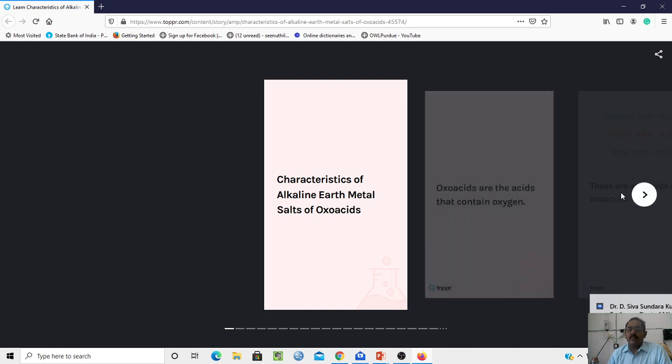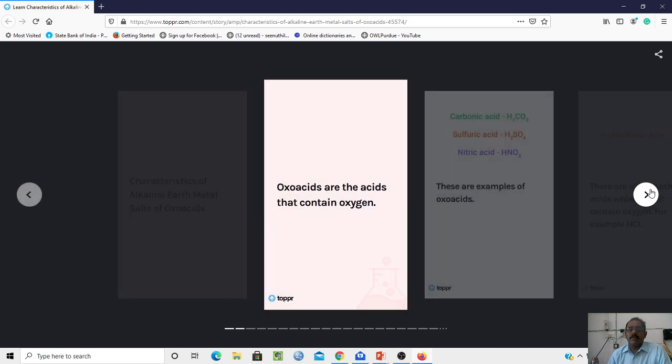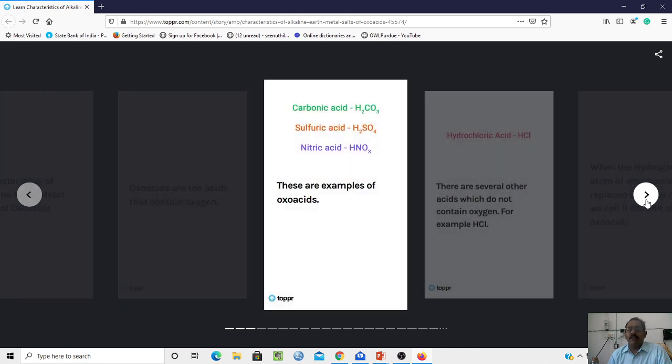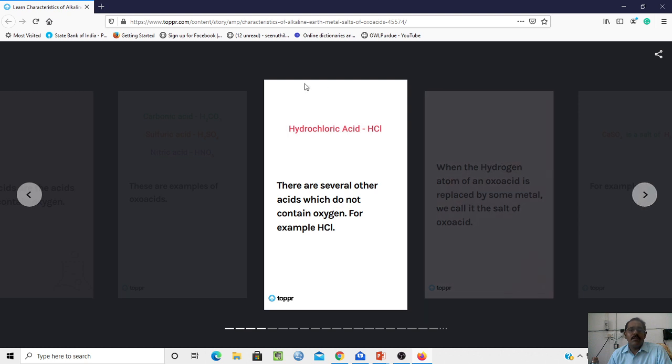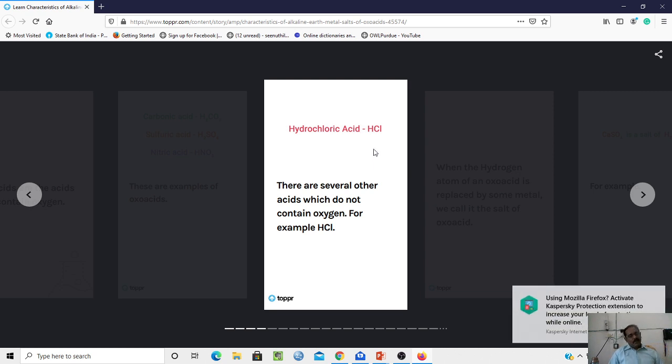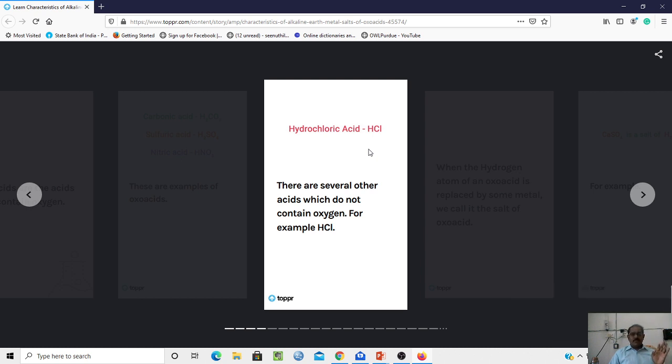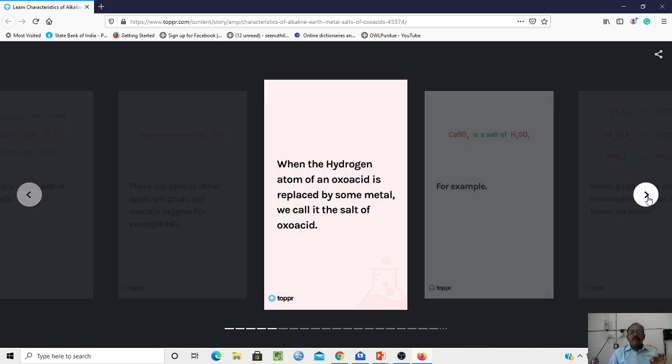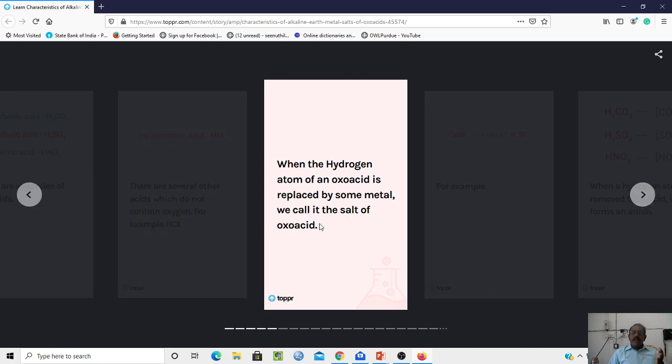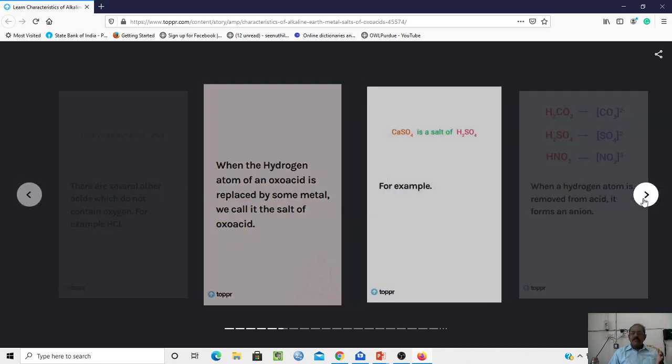Okay, oxo acids. We have seen previously how oxo acids are named, and these are the examples, and we are also giving one negative example. This is an acid, hydrogen chloride, where no oxygen is present, hence this is not an oxo acid. An oxo acid is one which consists of oxygen, that's all. So this is a negative example. Again we have seen the same thing which we have seen for alkali metals.